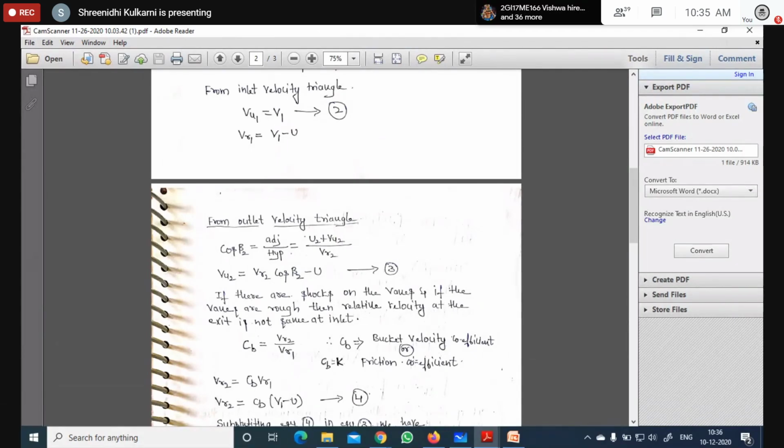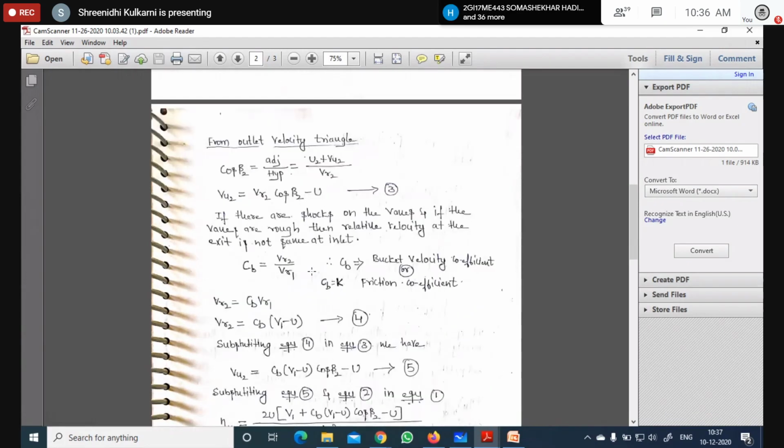What is CB? CB is the bucket velocity coefficient, or friction coefficient. This is very important. CB equals VR2 by VR1. Then this VR2 we can write as CB into VR1, so VR2 equals CB into VR1.